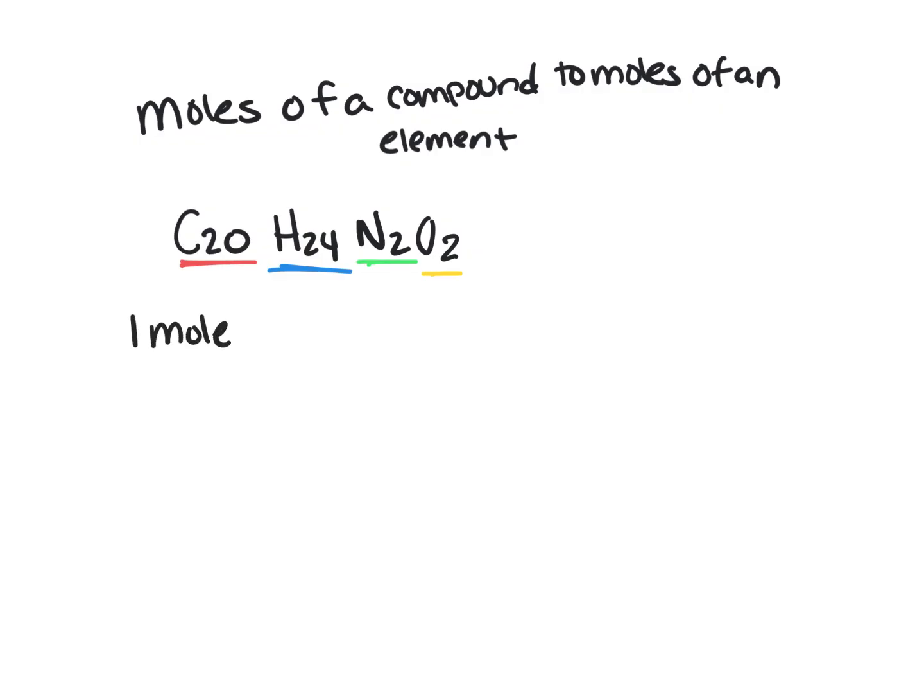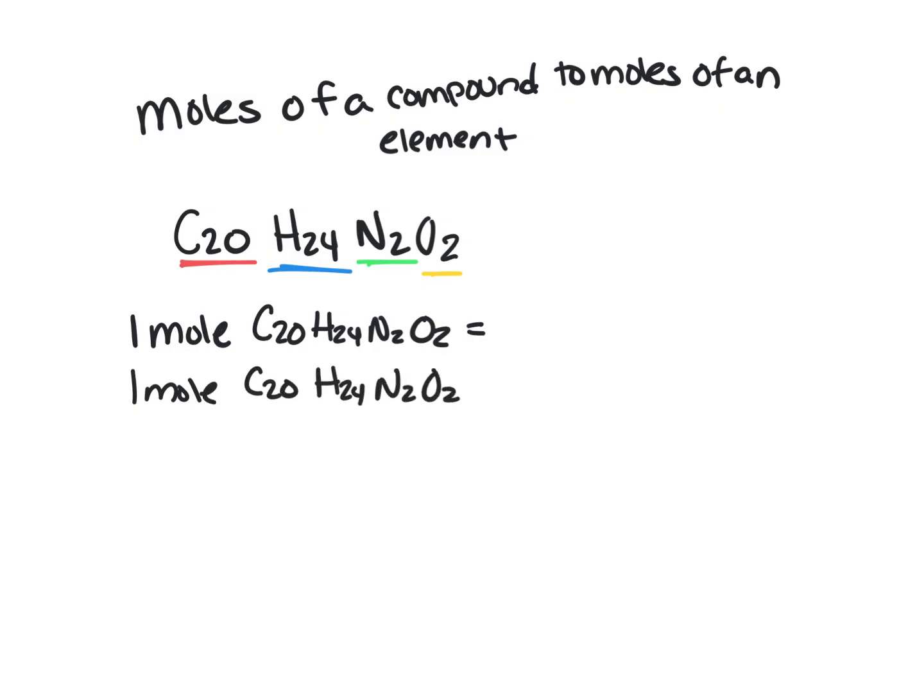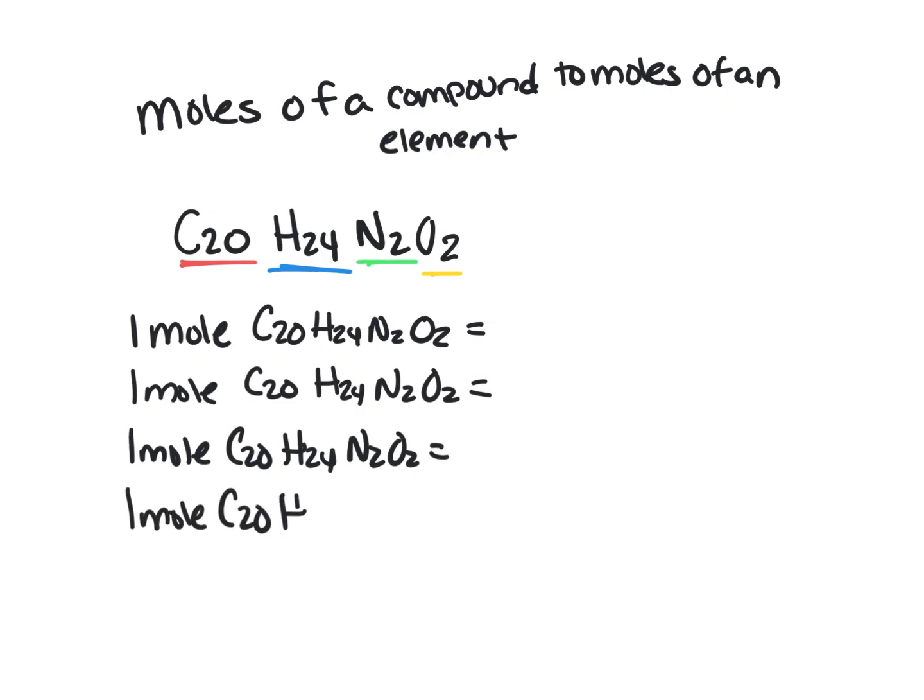1 mole of C20H24N2O2 is going to equal the different amounts of moles of each element. So let's go ahead and we'll just write that 4 times because it's going to be the same for both. Okay, now for each equality, I'm going to go ahead and finish the equality for each separate element. And remember, you just get these from the subscripts.